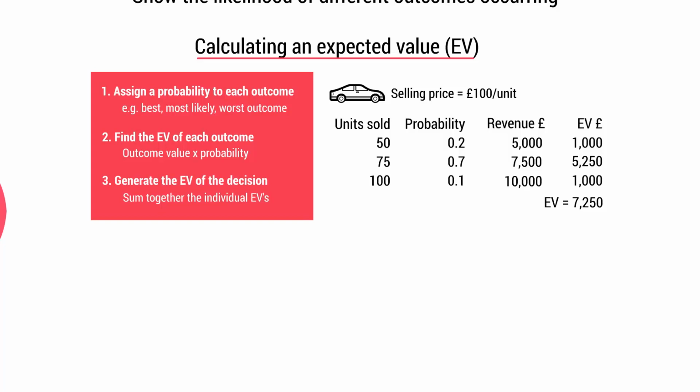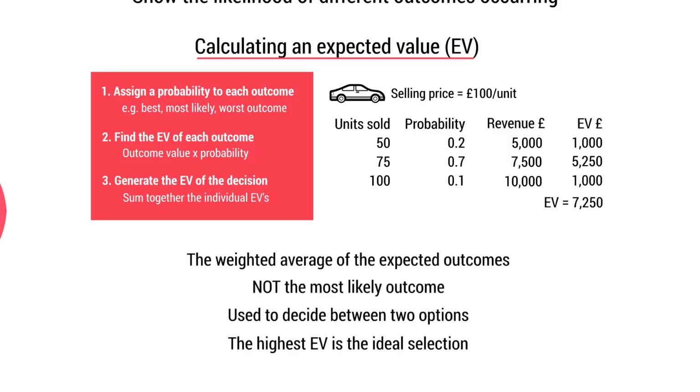But a few things to be aware of. It is the weighted average of expected outcomes. It doesn't mean that's the most likely outcome. It doesn't mean this project will generate revenue of £7,250. The most likely outcome is still that it will generate revenue of £7,500. It's just when you take into account all the potential outcomes and the probabilities of those outcomes, that's the weighted average of the expected values. And that's what you use to compare projects, and the one with the highest expected value is the best outcome.